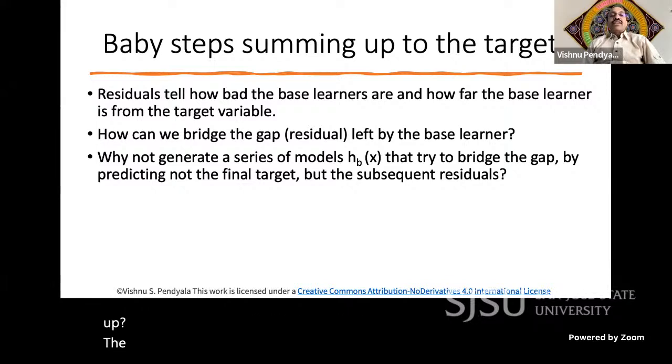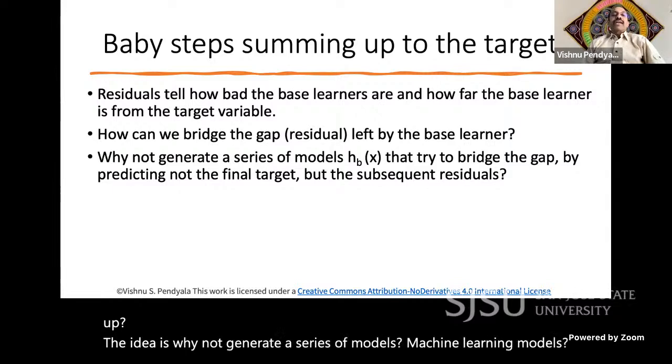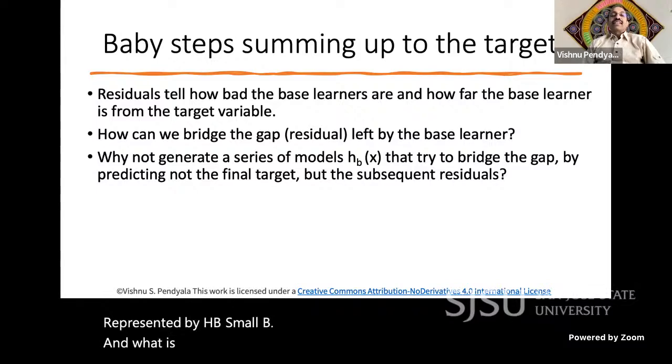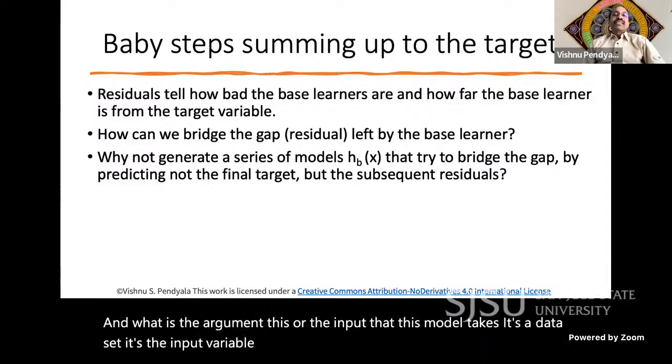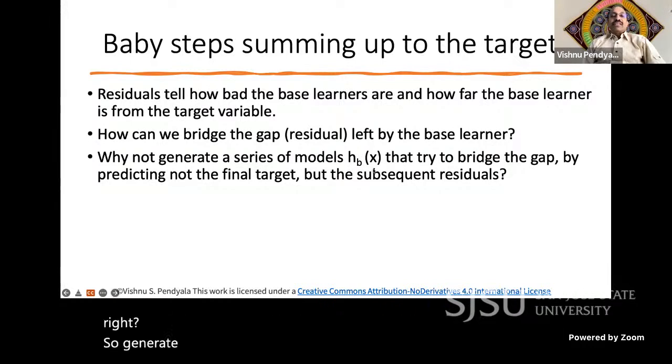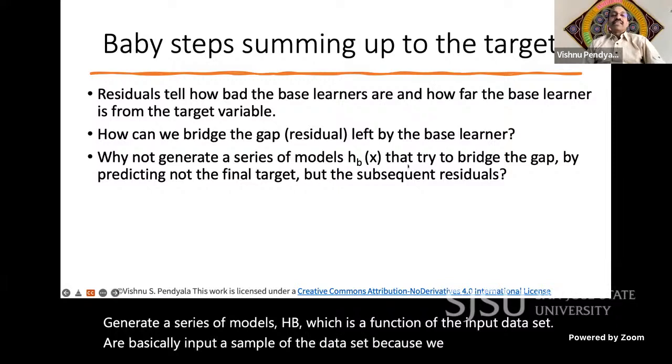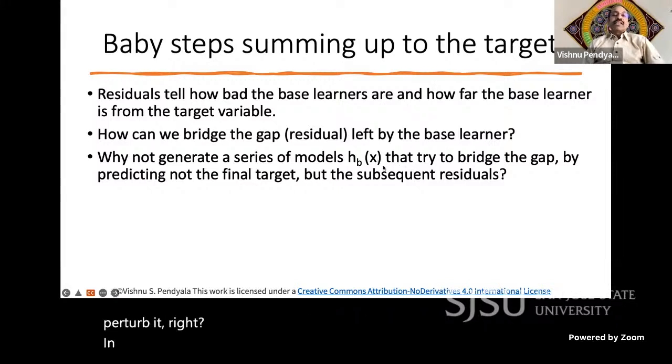The idea is, why not generate a series of machine learning models, represented by h_b, small b. And what is the input that this model takes? It's the data set, the input variables, the features in the data set. So X is the features, right? So generate a series of models h_b, which is a function of the input data set, or basically a sample of the data set, because in some cases we are going to perturb it. In this case, of course, we don't perturb. In the case of boosting, we don't perturb.